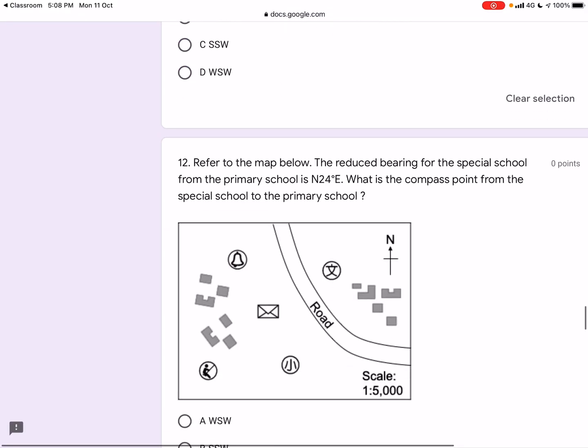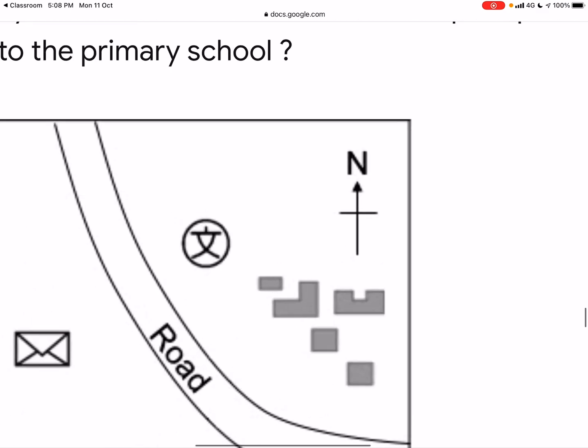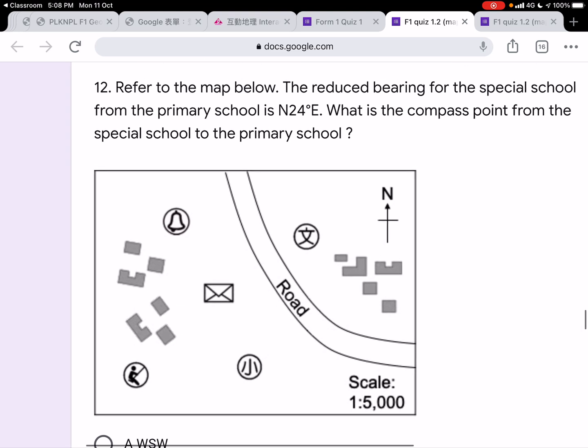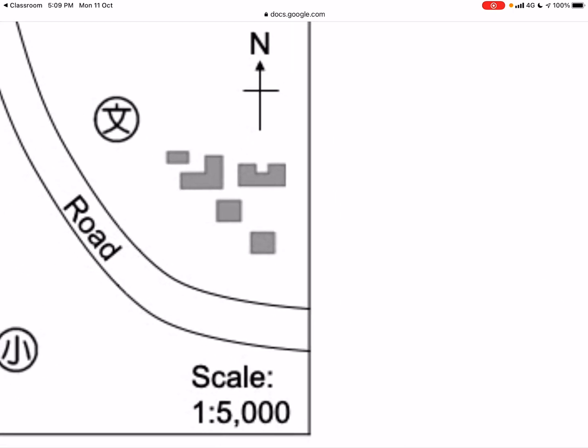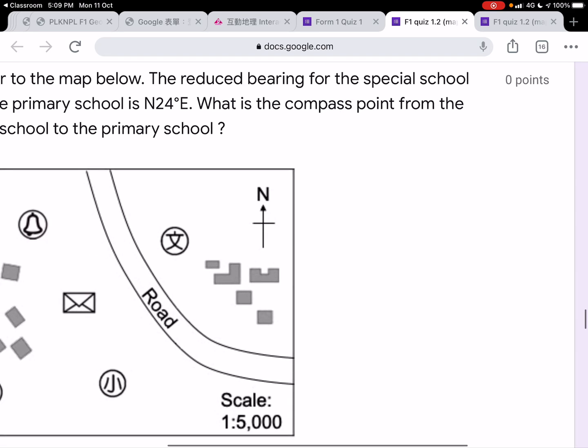And then refer to the figure below. The reduced bearing for the special school from the primary school is north 24 east, okay? What is special school? This one. And then primary school is north 24 east, this side. You can see the Chinese character 小 to the 文, and you can see it is on the northeast side, so more or less it's north 24 east.